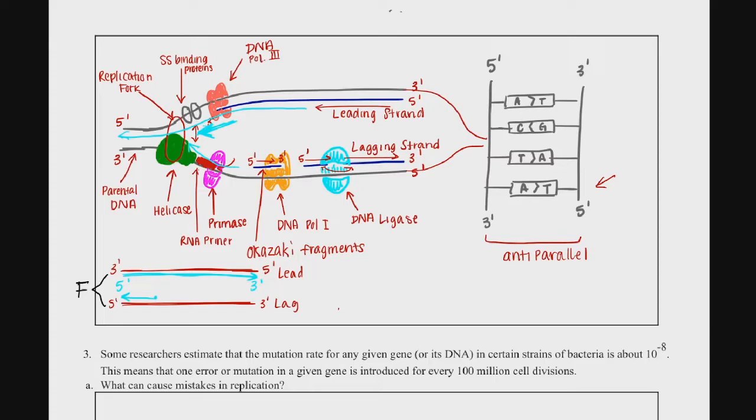And to answer the next question, the replication bubble is just inside some part of the DNA. So this is the DNA itself, and it's just when the DNA is separated, that little section is what the replication bubble is. So I hope that cleared things up.